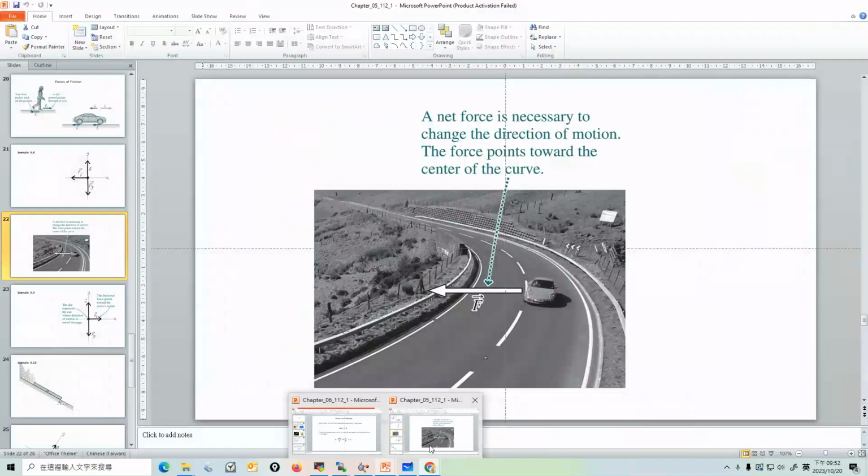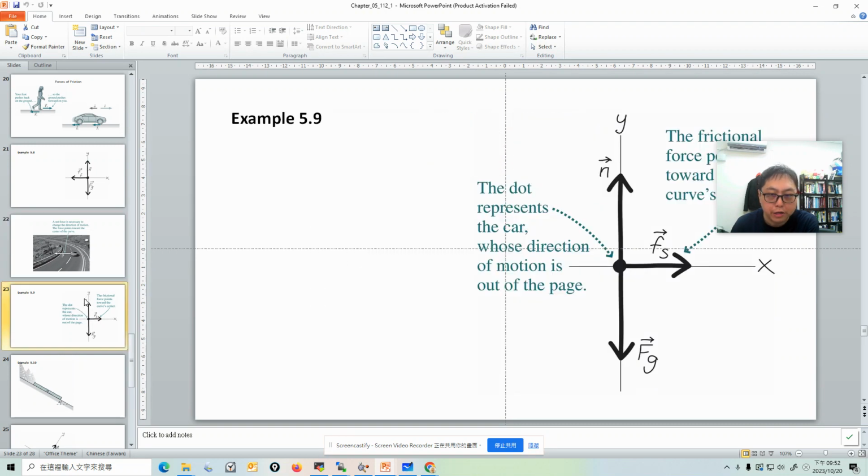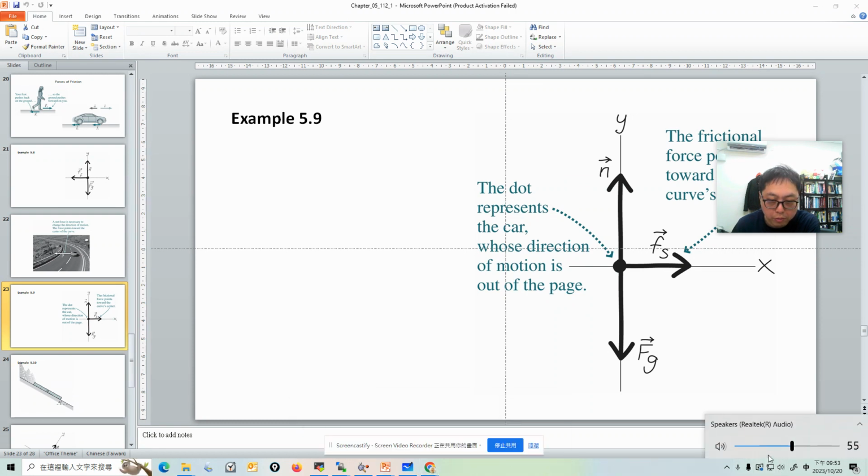Hello everyone. In this video, I'm going to demonstrate the friction example from the textbook, and this problem is going to be a short one. Okay, he says he wants to calculate that. Let me check the problem. Okay, so let me turn down some volume.